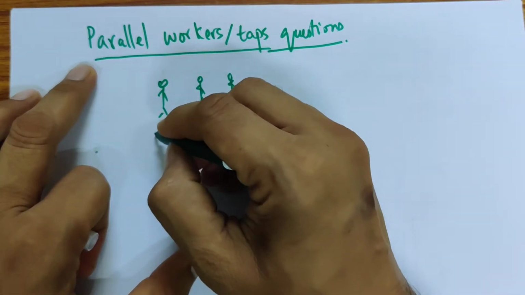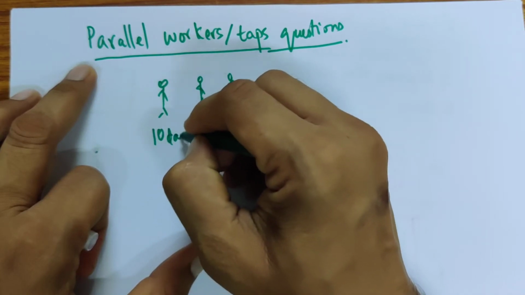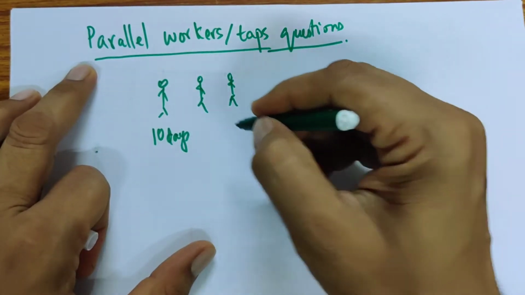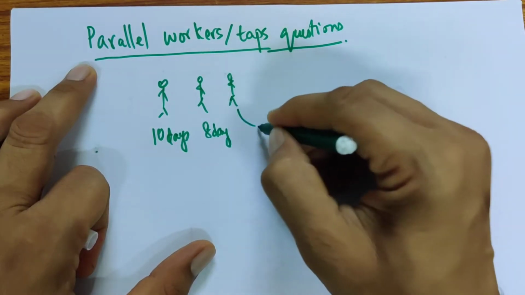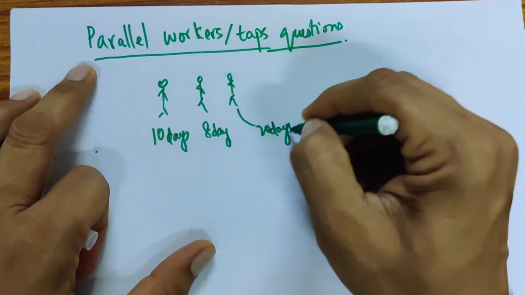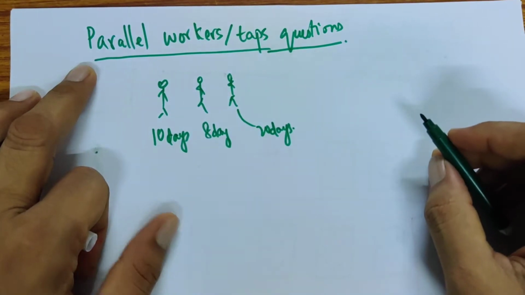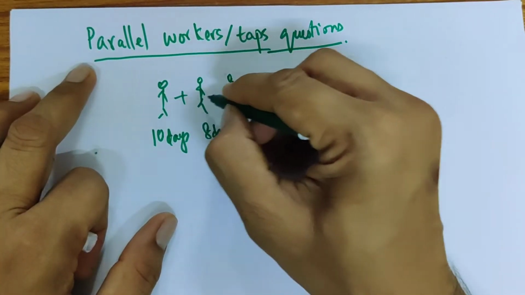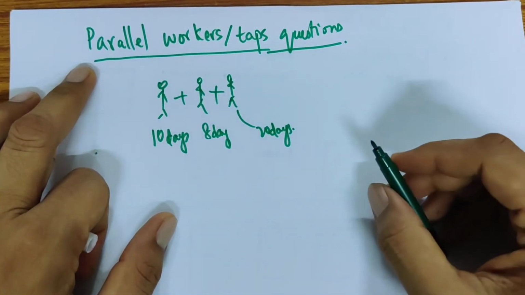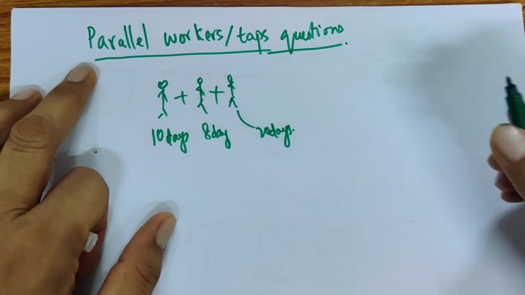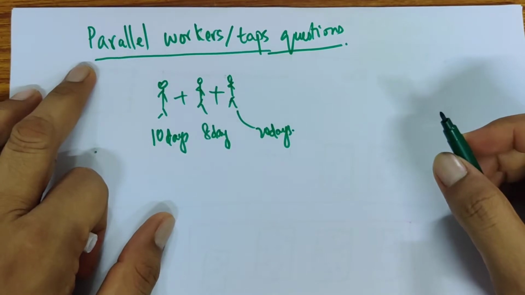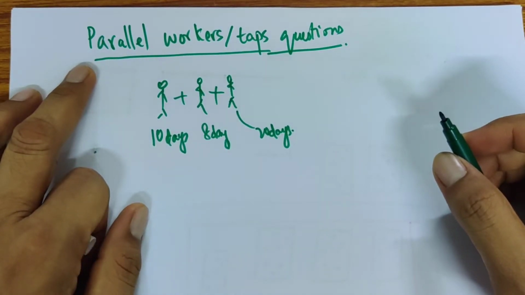So you say, okay, this person takes 10 days to do this work. This person takes 8 days to do this work. And this person takes 20 days to do this work, whatever. And then you are expected to find out if all three of them worked together in parallel, assuming they are not fighting, killing each other and so on, that they'll actually get the work done faster. How much time will it take to get the work done?